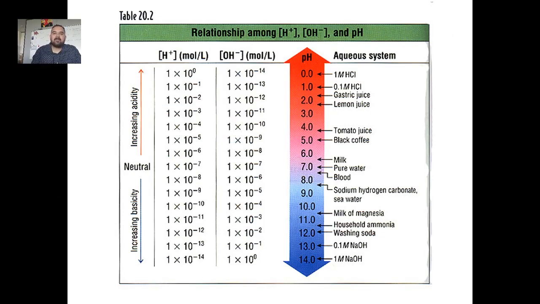Well, if something has a pH of 0, that means it's got a lot of hydroxide ions. So I'm going to erase this. I want y'all to see. So here we have 1 times 10 to the power of 0, and here we have 1 times 10 to the power of negative 14. Which one's a bigger number?